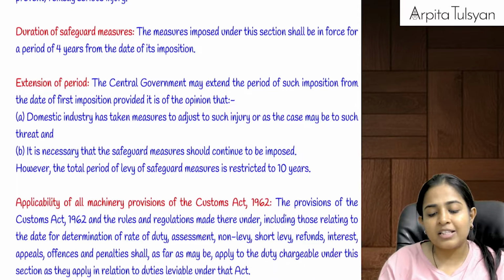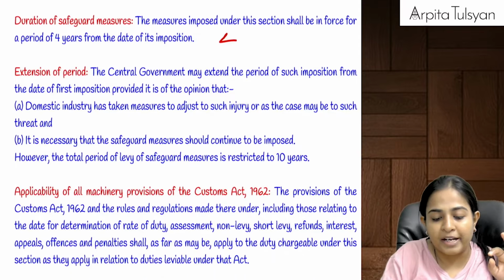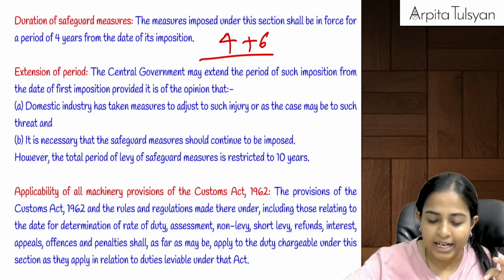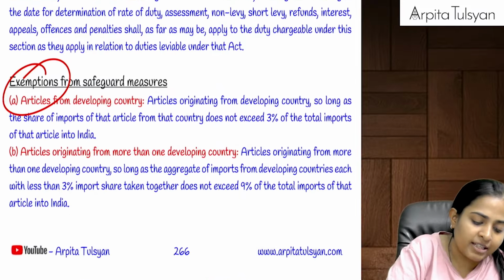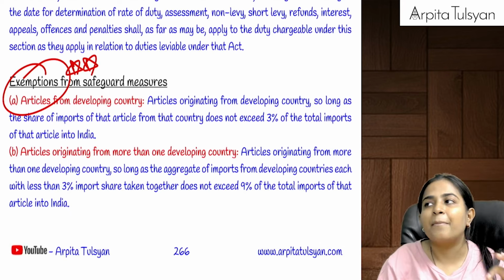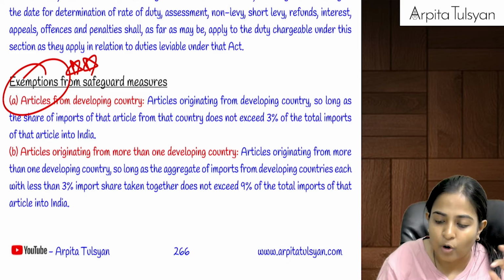Then after that, whenever the safeguard duty is levied on a particular article, it will be levied for a period of 4 years, which can be further extended by a period of 6 years. Now, there are three exceptions. This is very, very important. There are three exemptions when safeguard measures will not be made applicable.